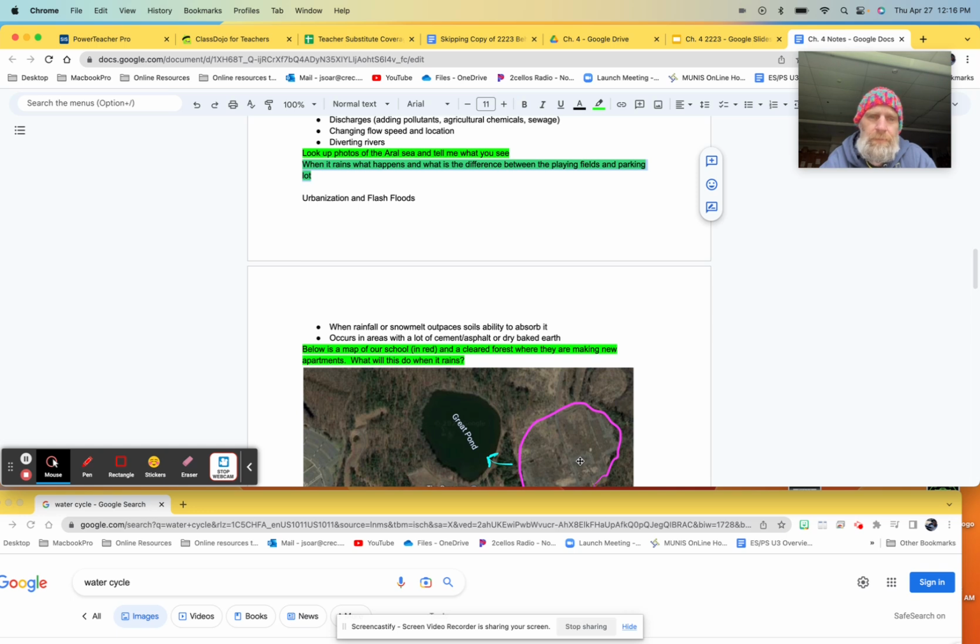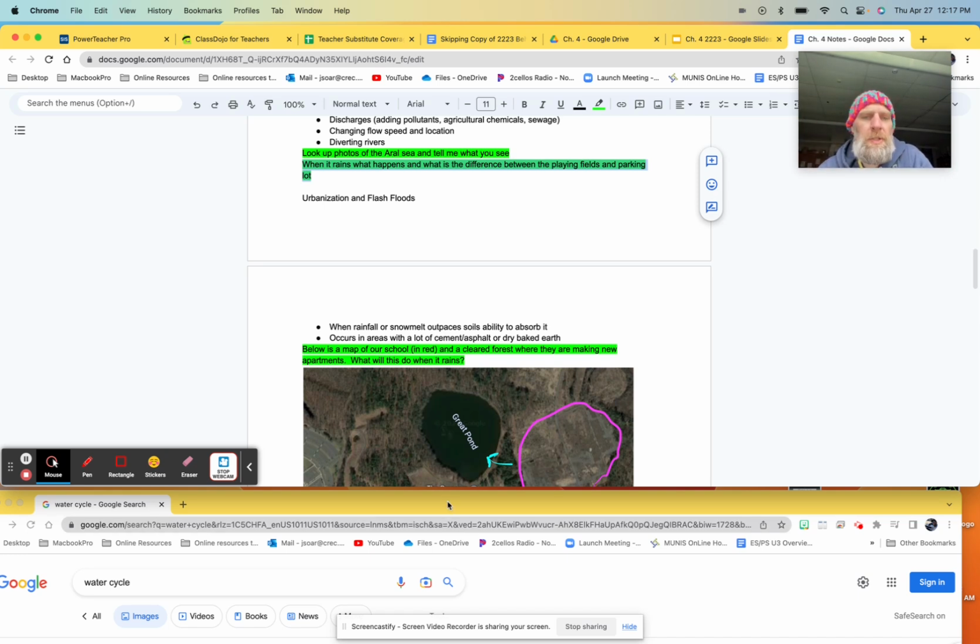Flash floods occur in areas with a lot of cement, asphalt, or dry baked earth. So when you have a really hard surface, like dry, baked soil during the summertime, or asphalt or cement, and it rains, again, it just goes right down the drain.